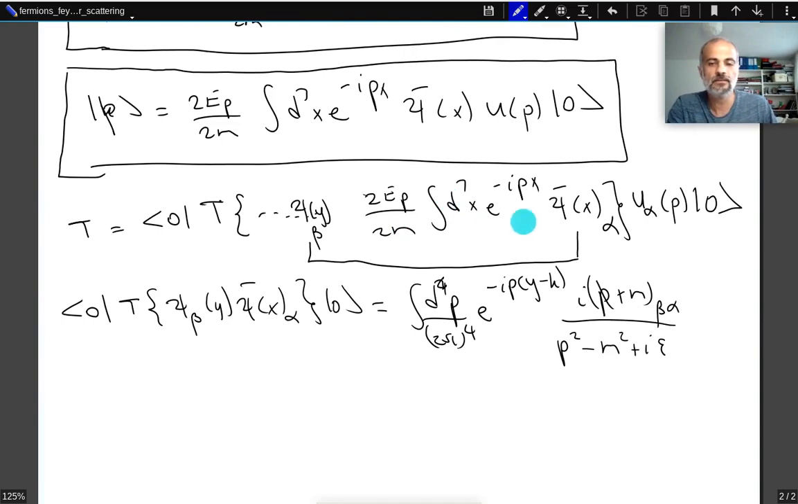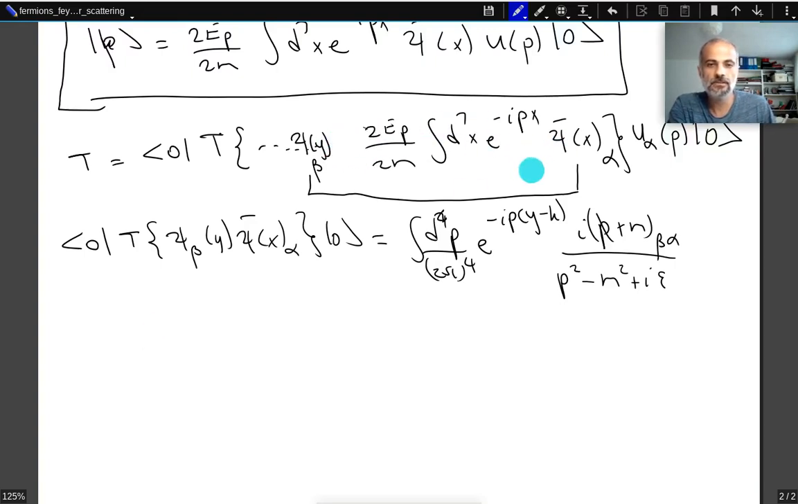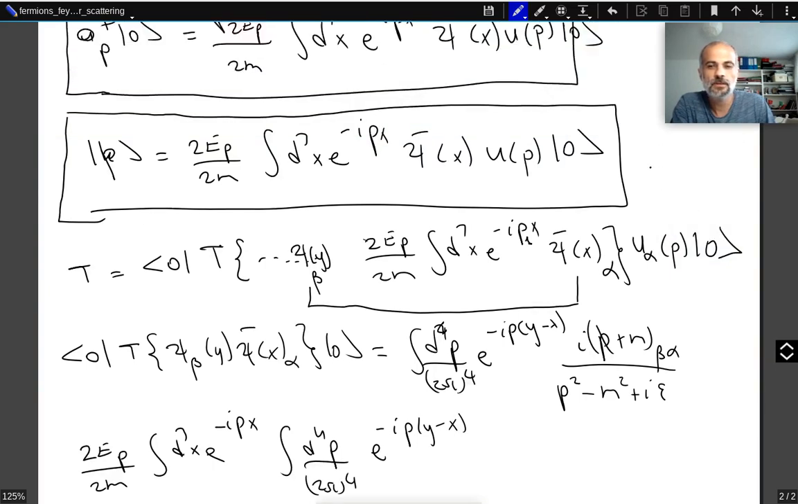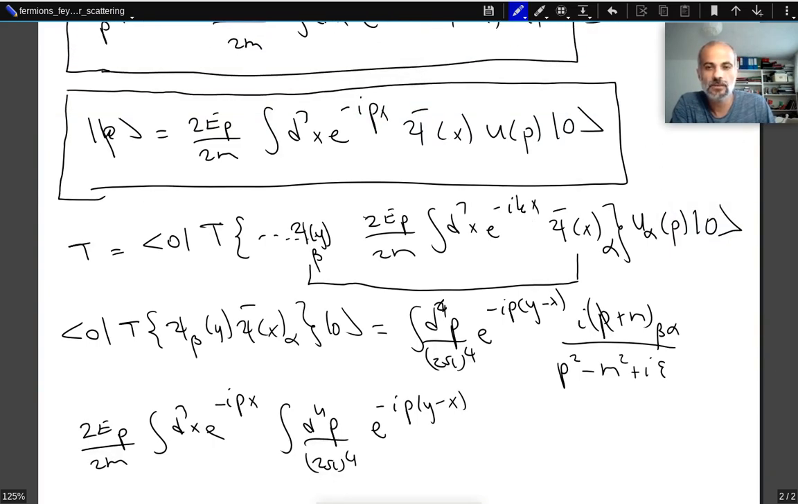So let's just look at the factor that will arise from the contraction of this ingoing particle. If we combine all these factors and the integrals with this contraction, we will get an integral. Let me also write down the factors: 2Ep divided by 2m, d cubed x e to the power minus i p x psi. Now the contraction is given over here, d4p divided by 2 pi to the 4 e to the power minus i p (y minus x). This is p1, the momentum of the ingoing particle, k1.